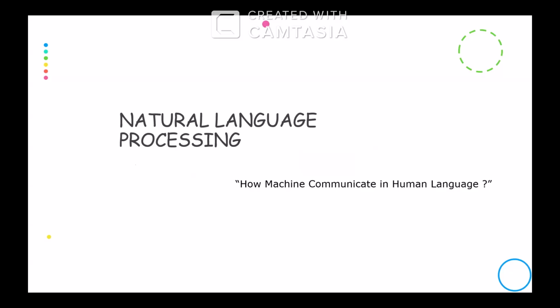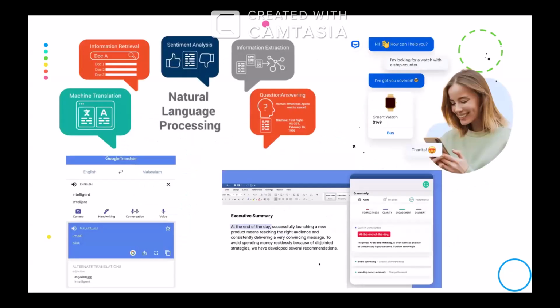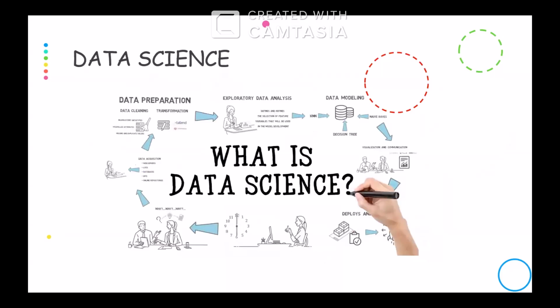And again, another subdomain is natural language processing, which uses techniques to make a machine communicate in human language. So the machine translation, information retrieval, sentiment analysis, everything can be called as what? An application of machine learning. The Grammarly, the Google Translate, the automatic sentiment analysis tools in Flipkart, all these things are actually the applications of what? Natural language processing. Okay.